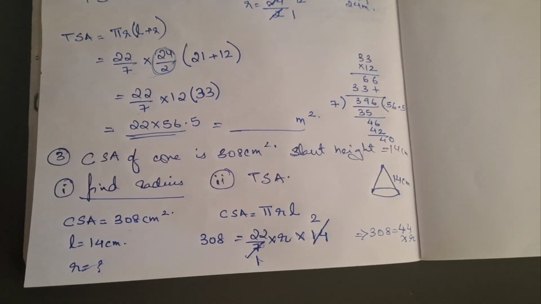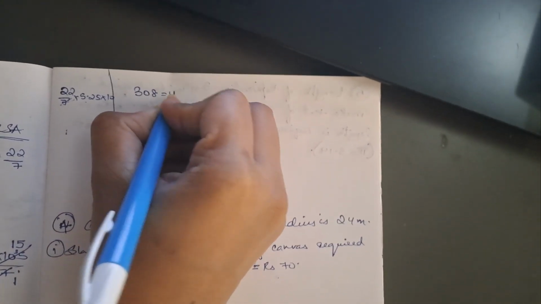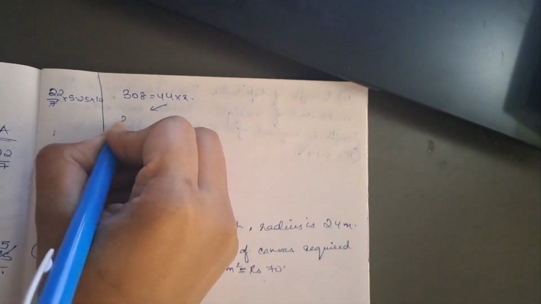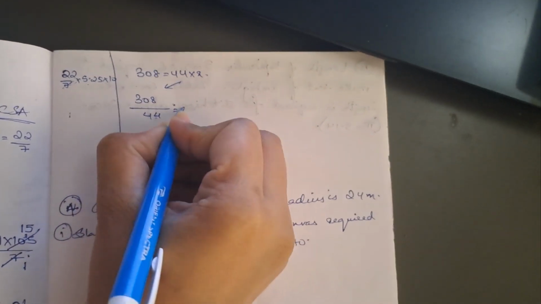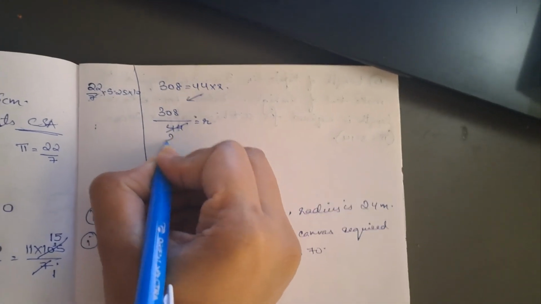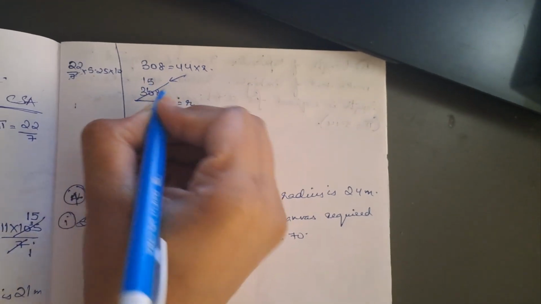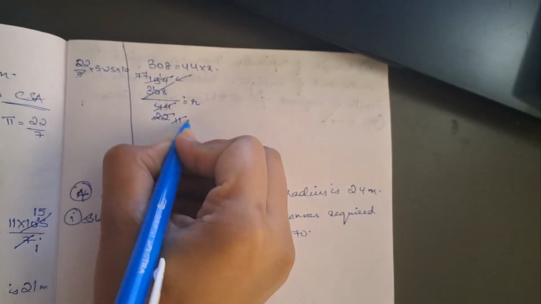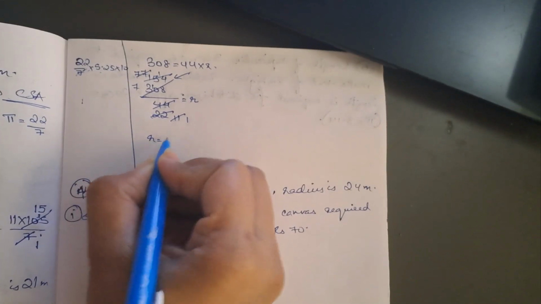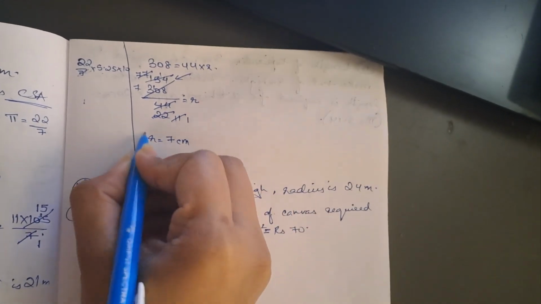Now to find the value of r, you're going to send 44 towards the other side. It becomes 308 is equal to 44 into r. I'll send it towards the other side. It becomes 308 upon 44 is equal to r. Then 2 times table, 2 2s are 4, 2 1s are 2, 5 times, and then 4 times. Then 2 11s, it goes to 7 times 4, and then 7 times 4. Then 11 1s are 11, 7 times. So the r value that I get is 7 centimeters.